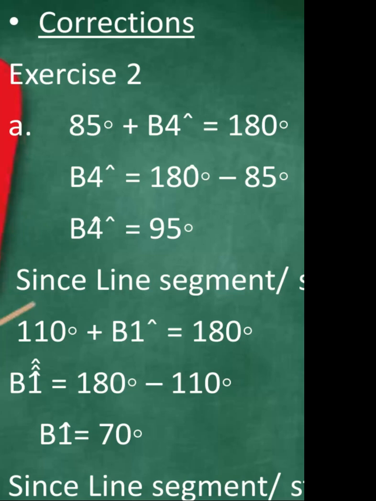So the answer for B1 is 110 degrees plus B1 angle equals 180, because that line segment E to D represents 180. So we'll have our B1 equals 180 degrees minus 110 degrees, and our B1 angle equals 70 degrees. Did most of you guys get it right? Are you getting it? Are you understanding it?